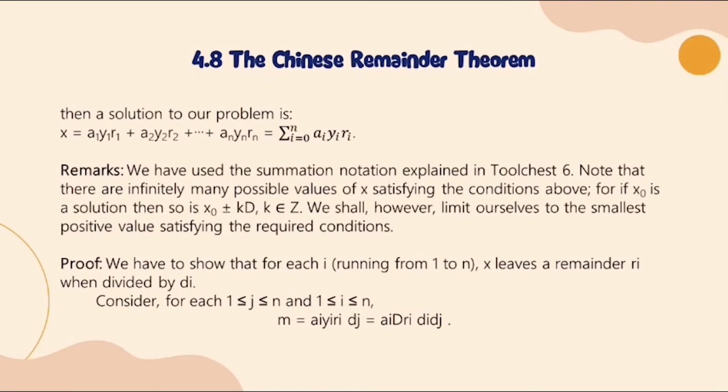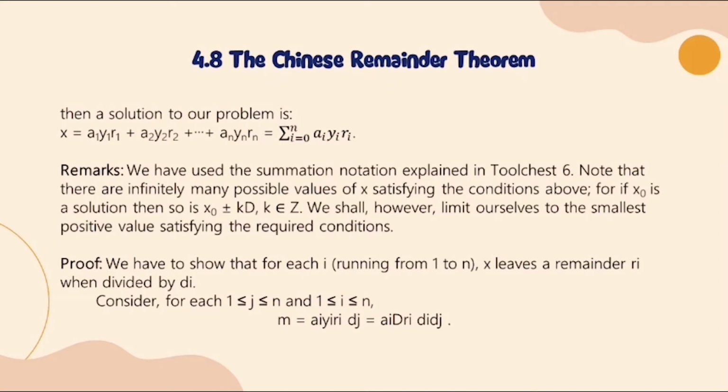Then a solution to our problem is x equals a1 times y1 times r1 plus a2 times y2 times r2 plus ... plus an yn rn, which equals the sum from i equals 0 to n of ai times yi times ri. Remark: we have used the summation notation explained in 2G6. Note that there are infinitely many possible values of x satisfying the conditions above. For if x0 is a solution, then so is x0 plus or minus k times d, k an element of Z. We shall, however, limit ourselves to the smallest positive value satisfying the required conditions.